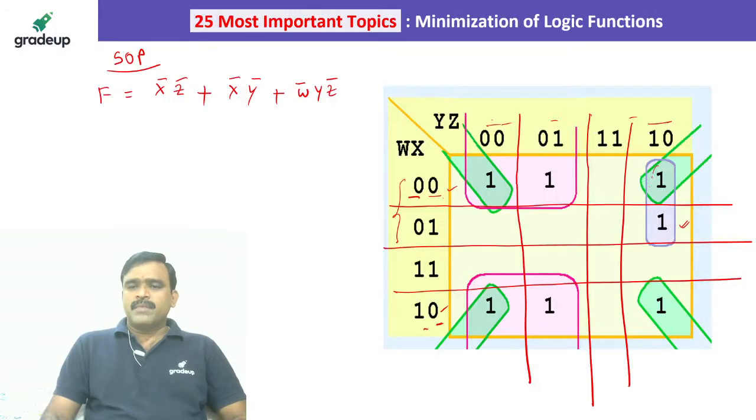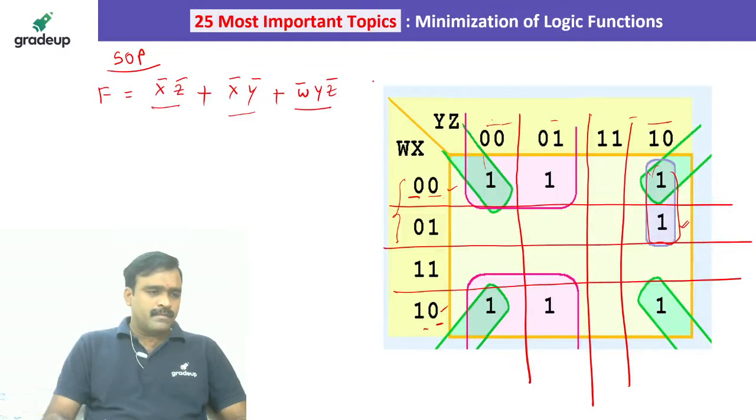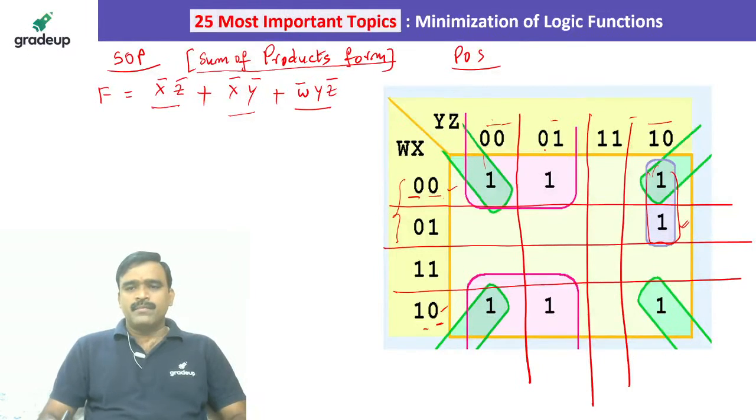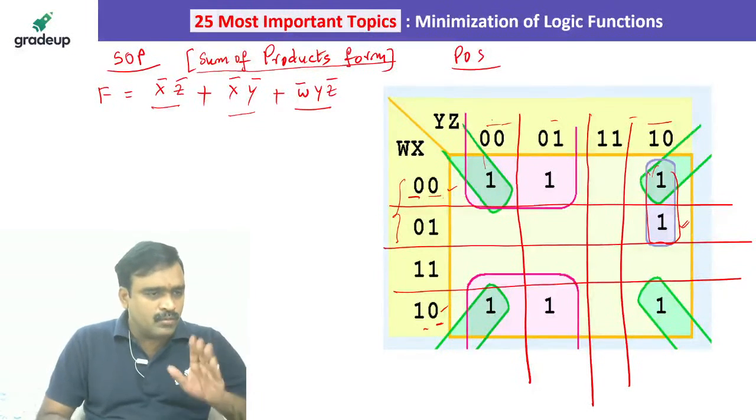This pair of 2 ones comes under w bar yz bar, and 4 corner ones comes under x bar z bar, and top 2 ones, bottom 2 ones comes under x bar y bar. So this is the minimized sum of products form. SOP is nothing but sum of products form. If you wanted to get product of sums form, we are supposed to plot the zeros. I will tell you one more example for that.